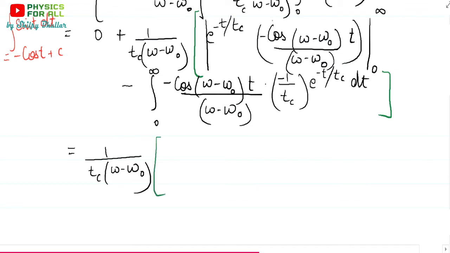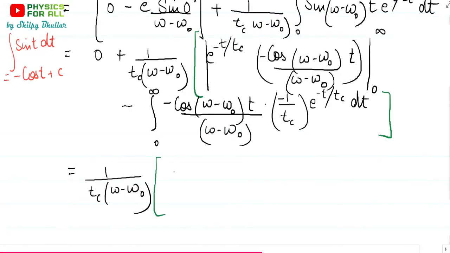Now again, let's substitute the values. So e raised to power minus infinity would again give us 0. I'm not going to write this term as this is 0. I'm writing here 0 minus, what is minus of cos 0? Or what is cos 0? As we are going to substitute 0 now, e raised to power 0 would give us 1, and cos 0 is again 1.